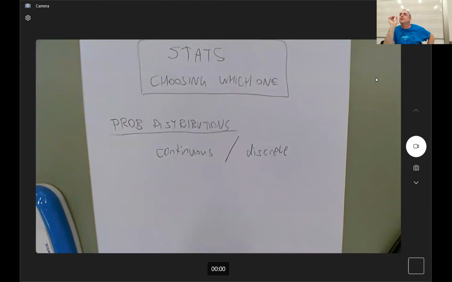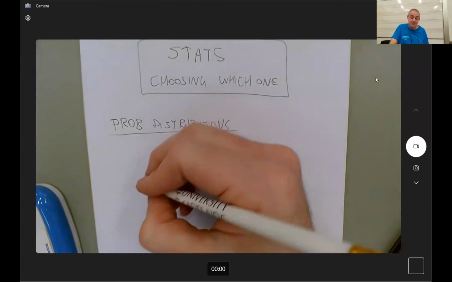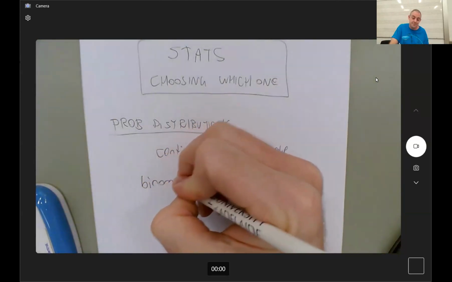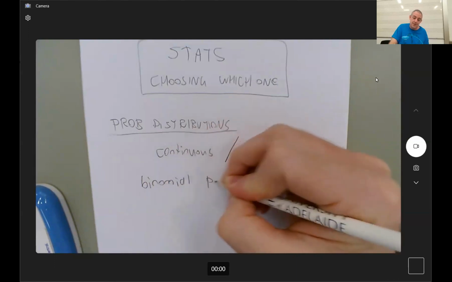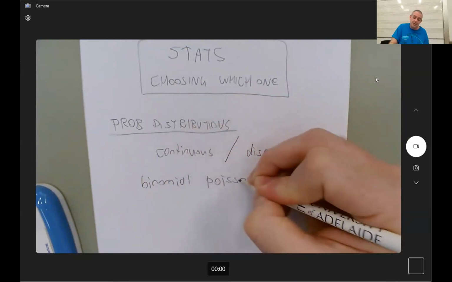Okay. There are some distributions with names. I'm going to give you one, the binomial distribution. Can you tell me some others? That's what you were saying?